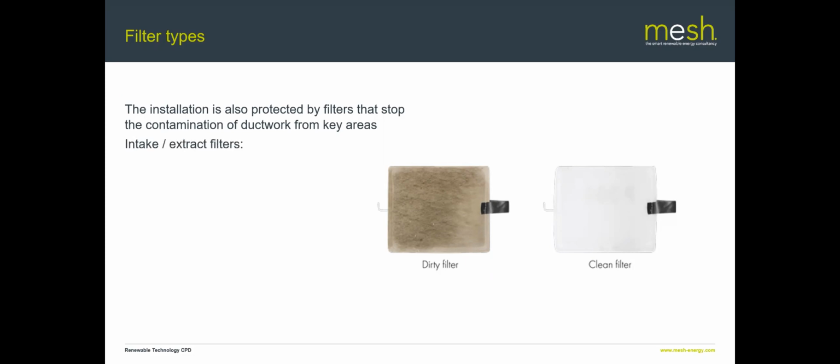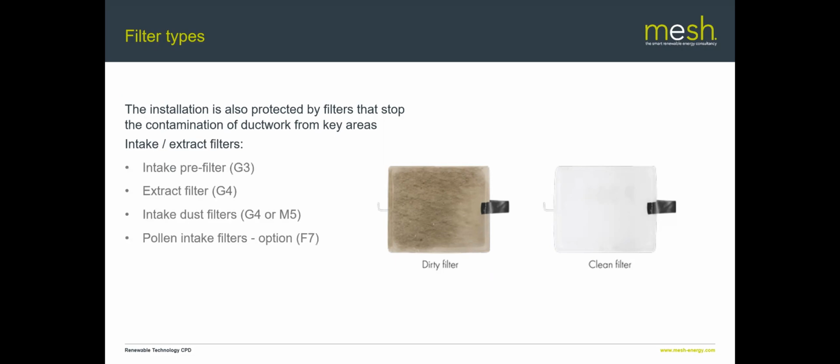So those filters are divided into two sorts. The intake filters, so you generally have an intake pre-filter, which protects any preheater. You then have an extract filter, which protects the heat exchanger from any debris that's being collected whilst the air's in the house. You then have an intake dust filter, which is slightly finer, a G4 or M5 type filter, which filters the air going into the house to make sure it's absolutely nice and clean.